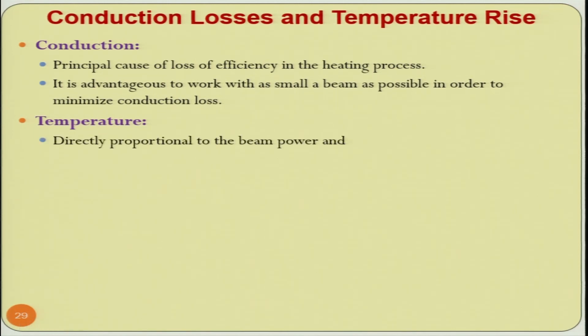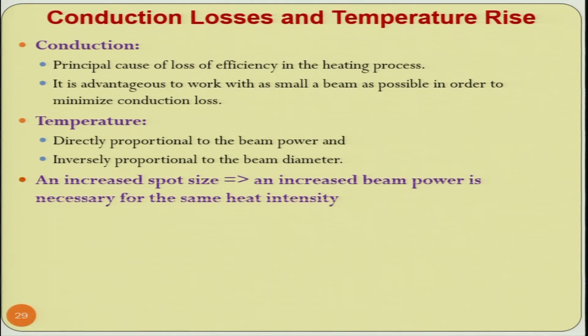Then the temperature of the workpiece material is directly proportional to the electron beam power, and inversely proportional to the beam diameter. Definitely, the larger the diameter, the more area of the workpiece will be covered. So, the rise in temperature will be lower. If the beam diameter is smaller, then the heat is concentrated into a small zone and the temperature rise will be higher. Then with an increased spot size, an increased beam power is necessary for the same heat intensity.